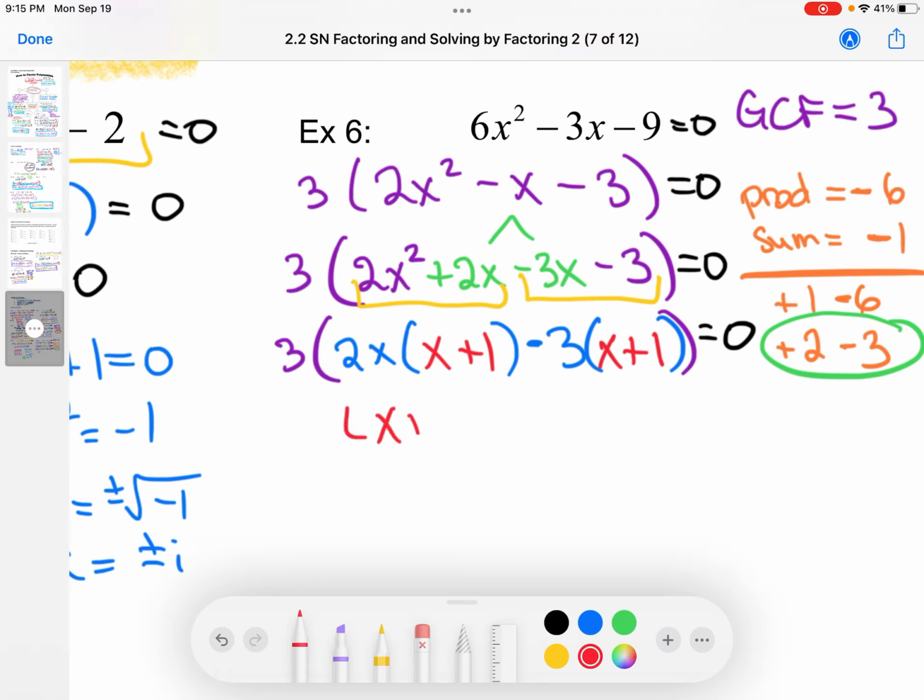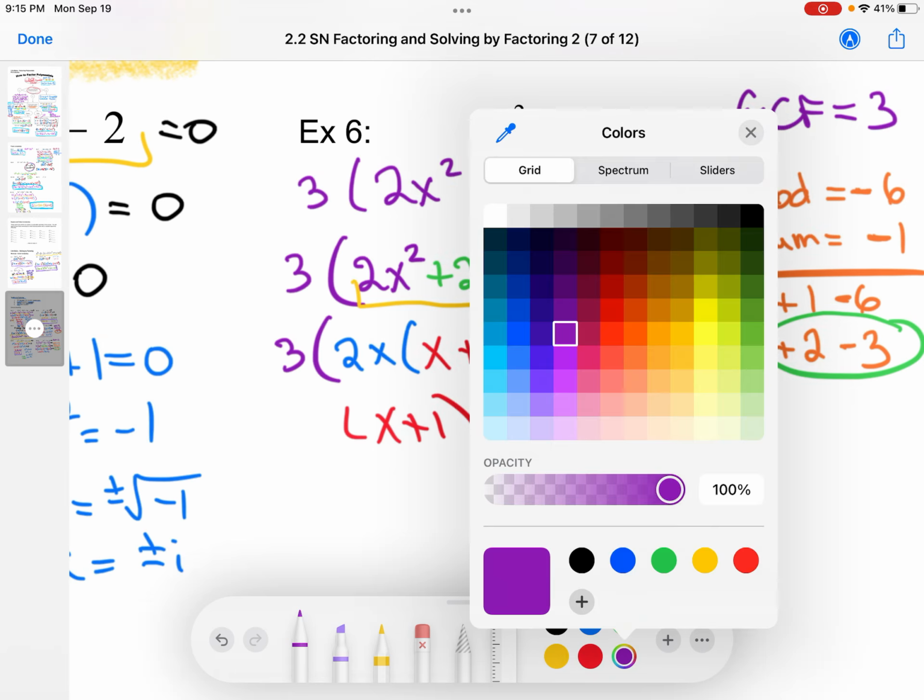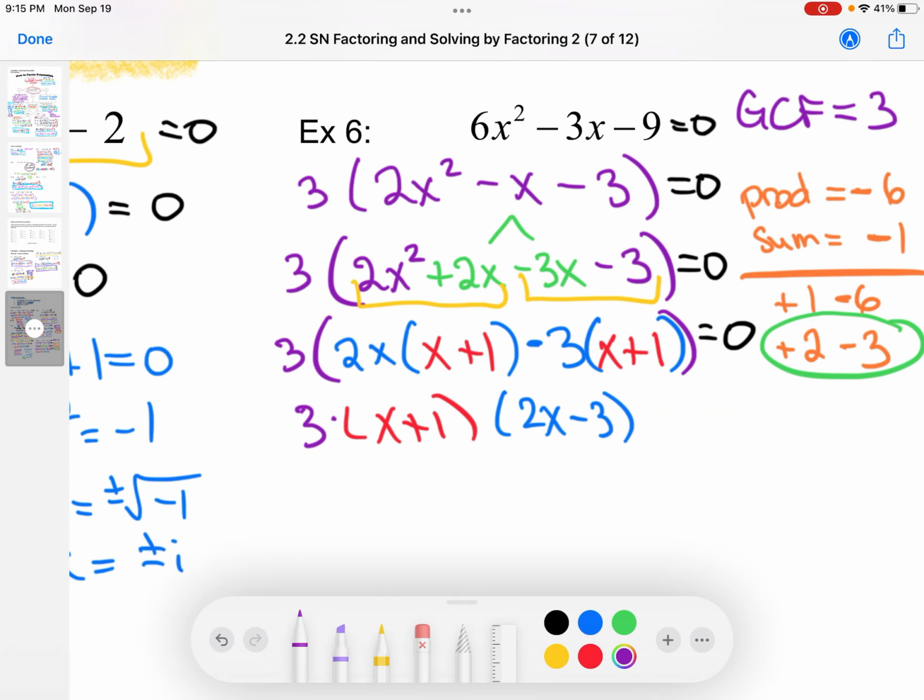So one of our factors is x plus 1. One of our factors is 2x minus 3. And one of our factors is that constant 3. And this whole thing is still equal to 0. Now we have 3 factors multiplied together to equal 0. Okay, 3 is a factor, but since it doesn't have a variable, it's not going to affect the solutions.